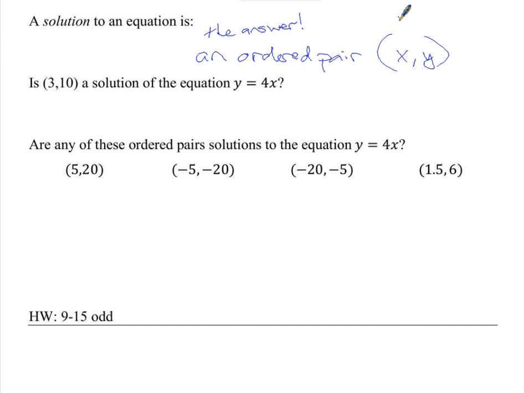So for example, is 3 comma 10 a solution to the equation y equals 4x? I have no idea. What should I do? Plug in the numbers. And our word for plug in the numbers is substitute. Good. So I need to plug in a number for y, and I need to plug in a number for x. What am I going to plug in for y? Why 10?